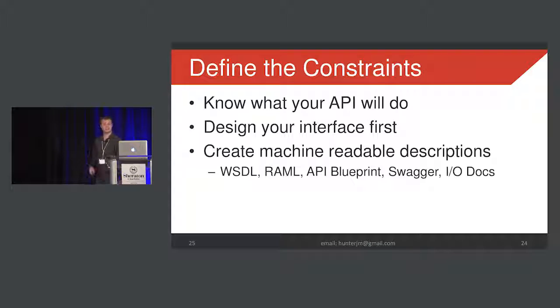So defining the constraints: know what your API is going to do. Before you write a single line of code, know what resources if you're using REST, know what actions if you want to use something else, that your API is going to have, and hammer all of that out before you even write a single line of code. And then design your interface around knowing what you want your API to do. So what resources am I going to have for REST, what actions, and design that interface. And finally, model it out.